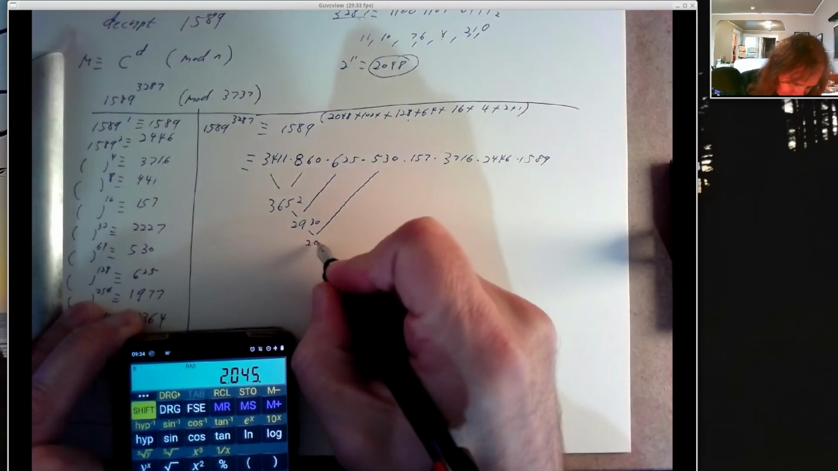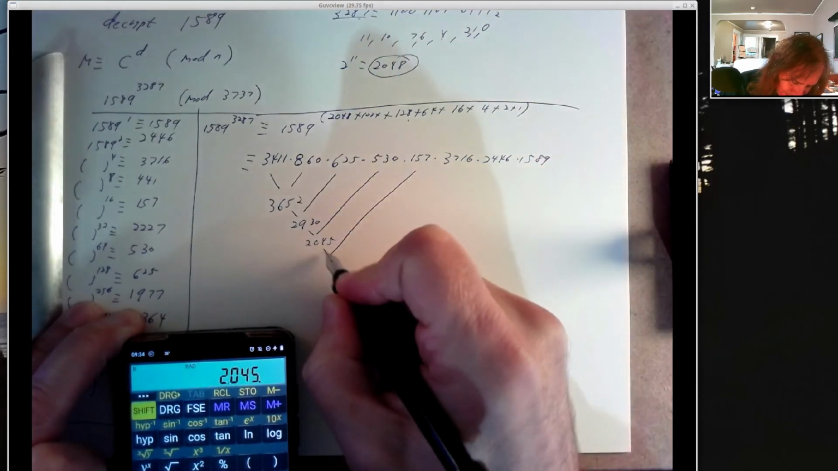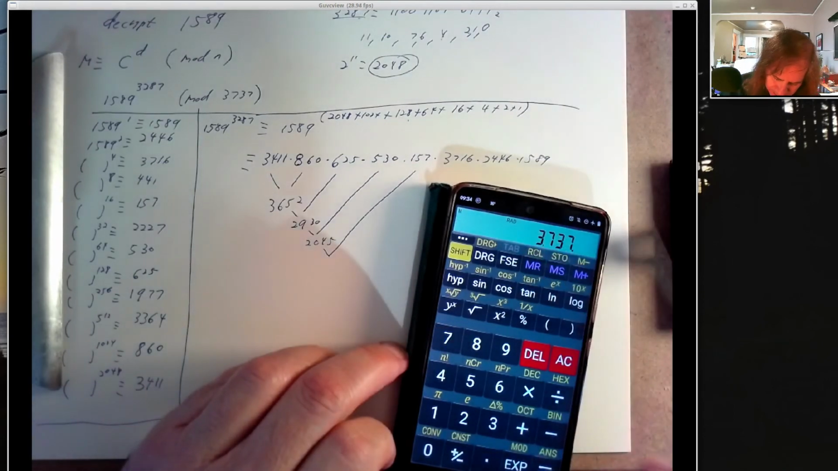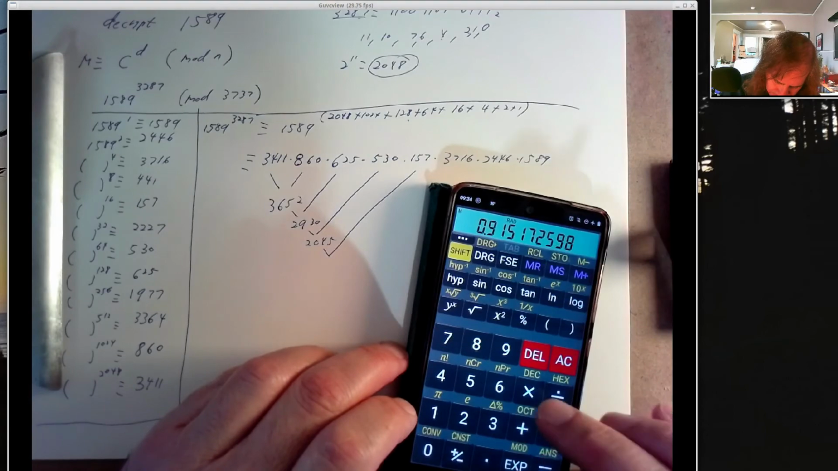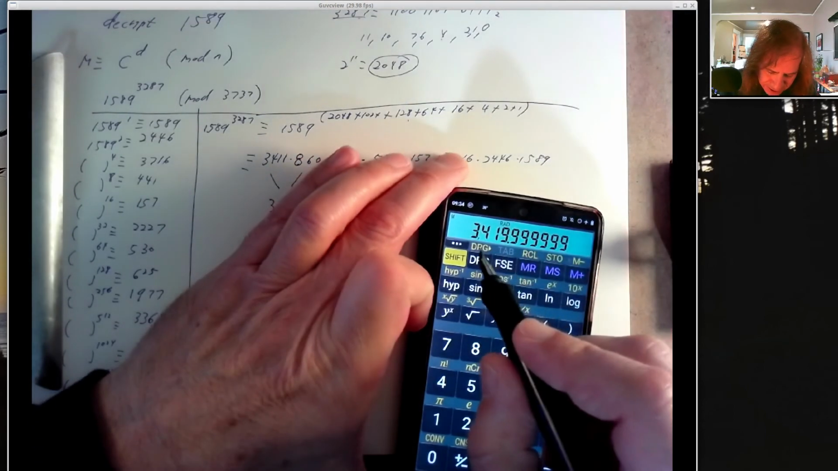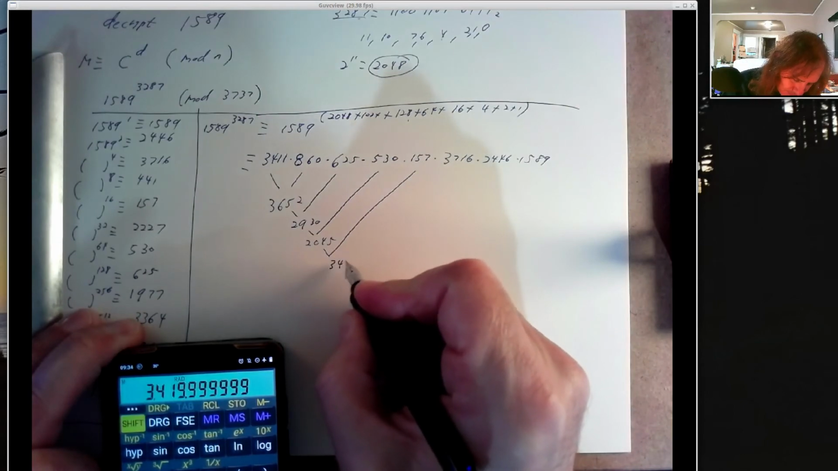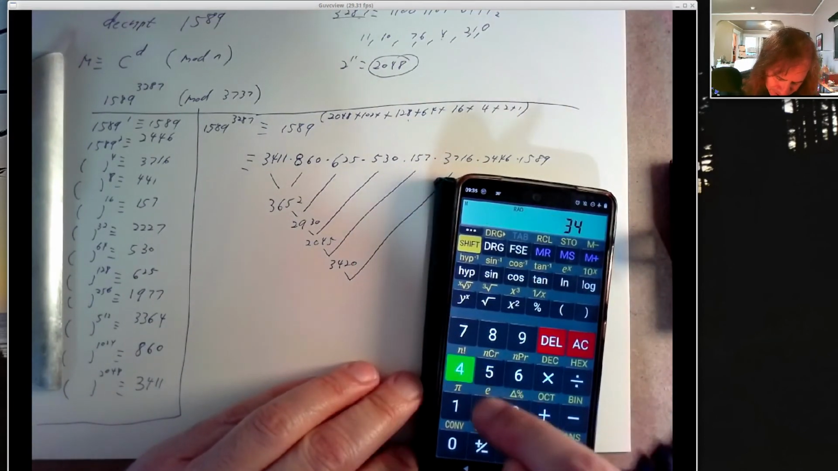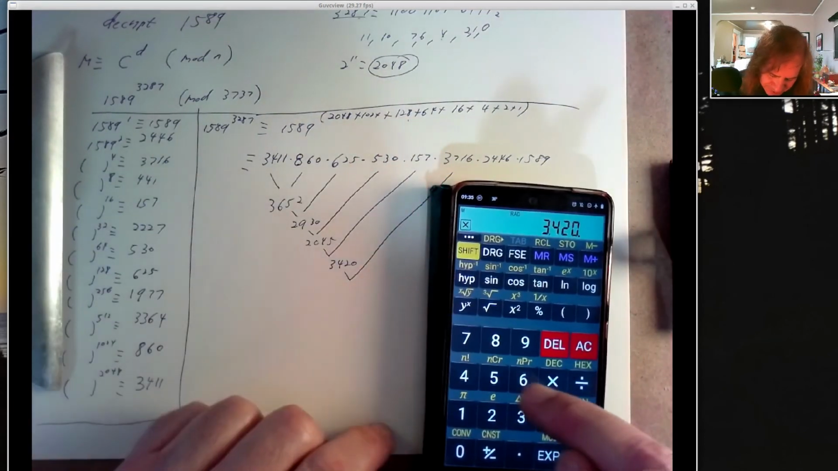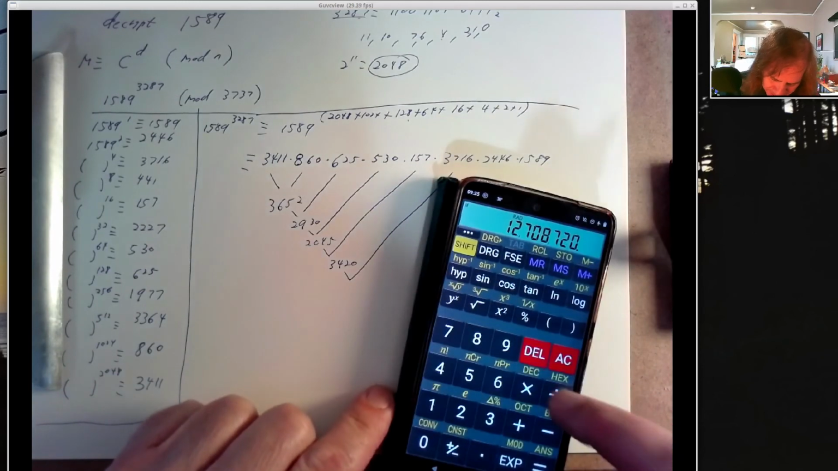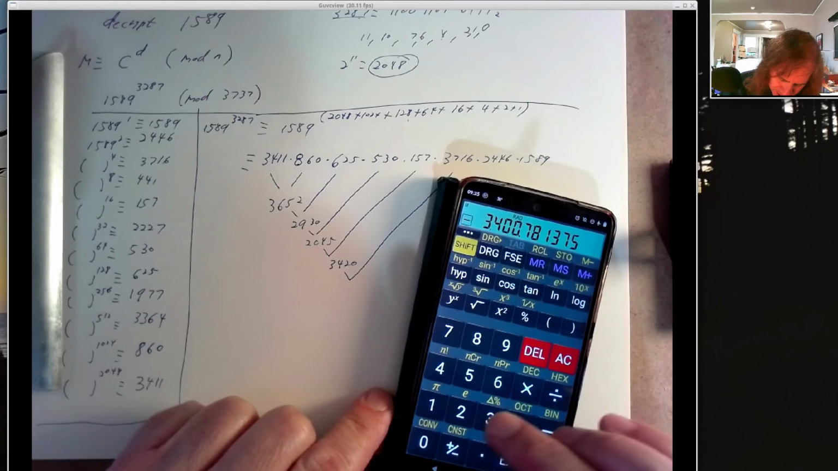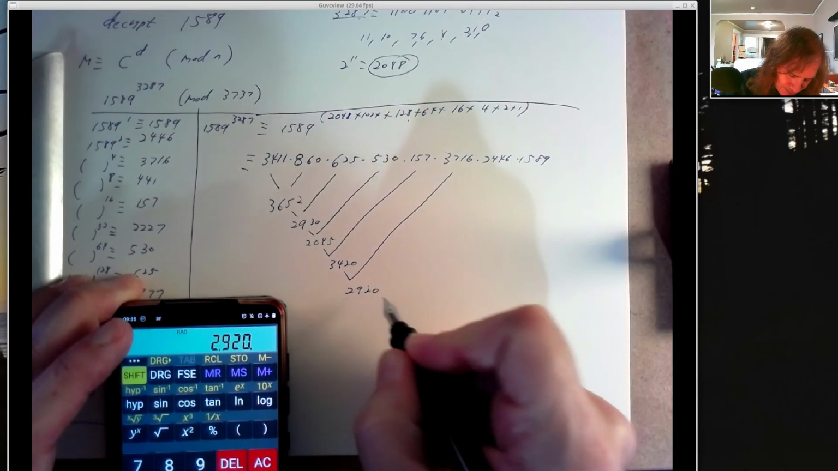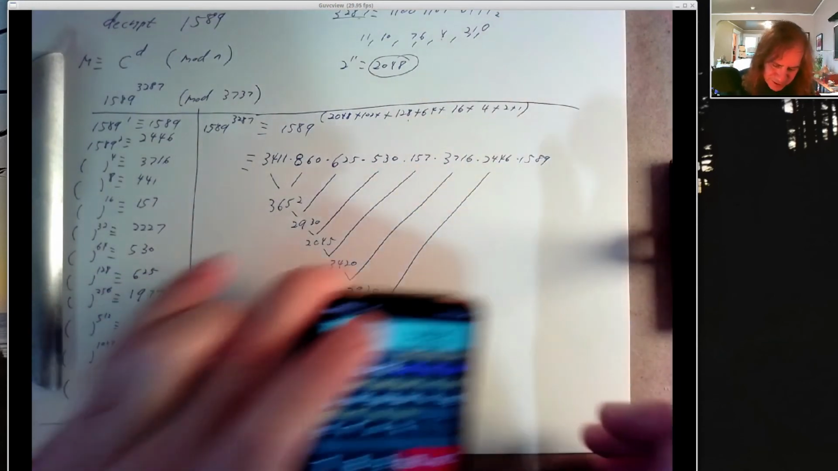This is 2045. And I'm going to multiply that by 157 and reduce that. All right, so that's 3420. And I'm going to multiply that by 3716. So let me do 3420 times 3716, and I'm going to reduce that. Subtract 3400, multiply by this. And we get 2920. I want to multiply that by 2446.